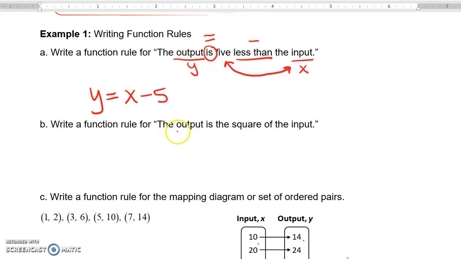Part B says the output, once again, output is y, equals the square of the input. The square, remember, means something squared. If you're squaring something, you're multiplying it by itself. So the output is the square of the input, so y equals x squared.